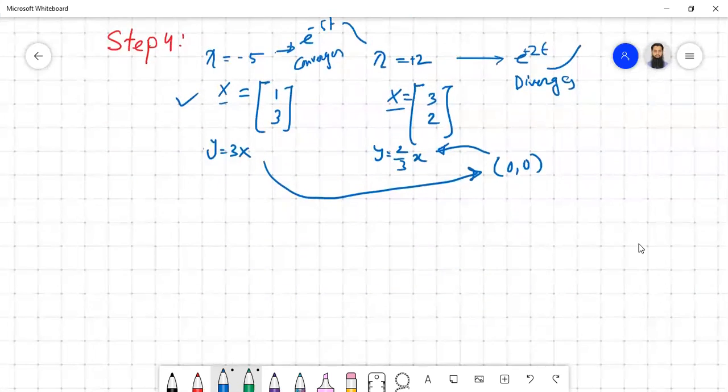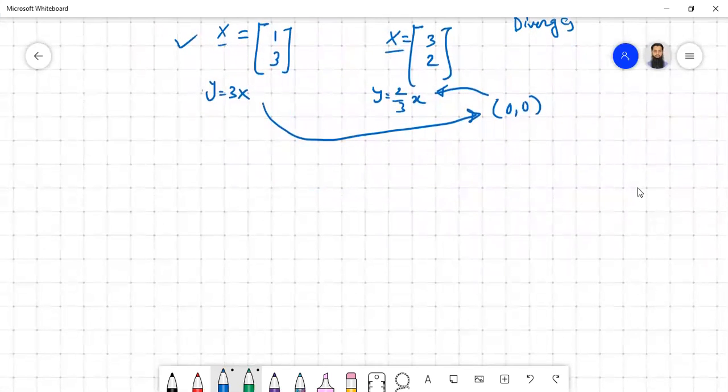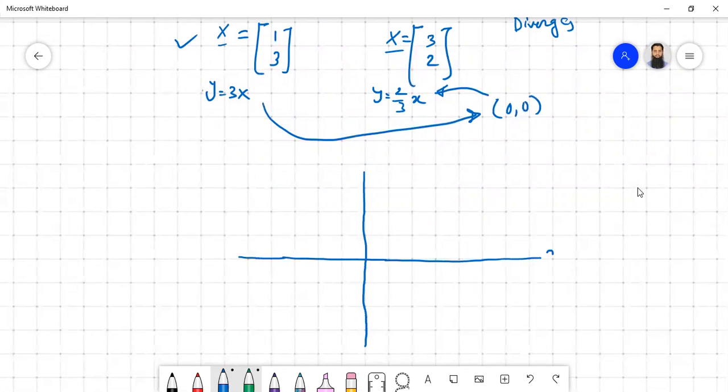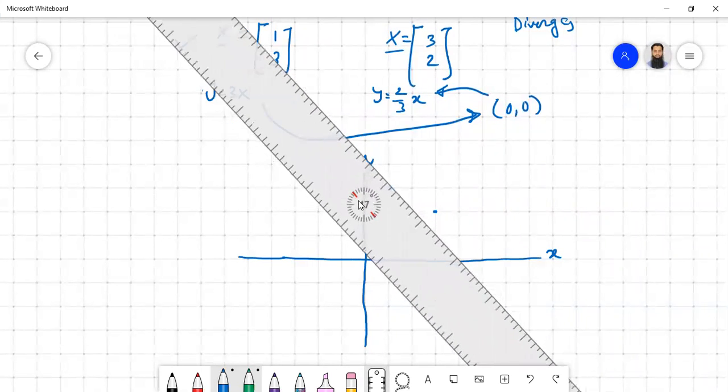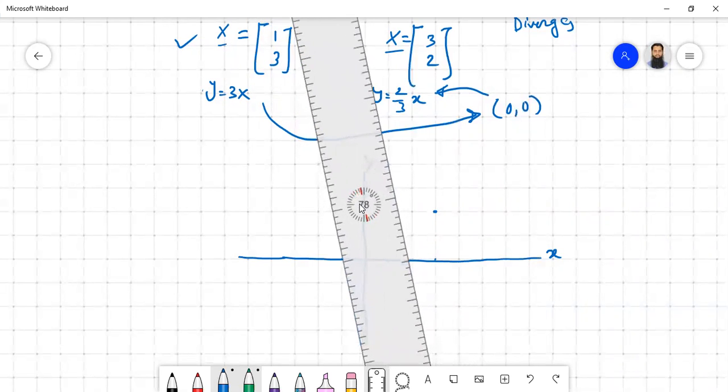Okay, so let us plot the equation first, then we'll see what is happening. Now this is our axis. We are calling this one the x-axis, and this one the y-axis. Now the first one is 1, 3, so we are somewhere here, and the second one is 3, 2. We are here. Okay, so let us take the help of the ruler. The scale will help us to plot it.